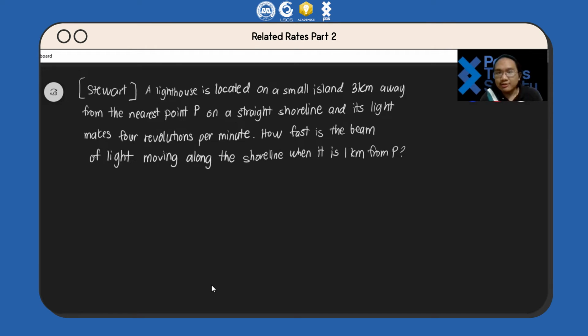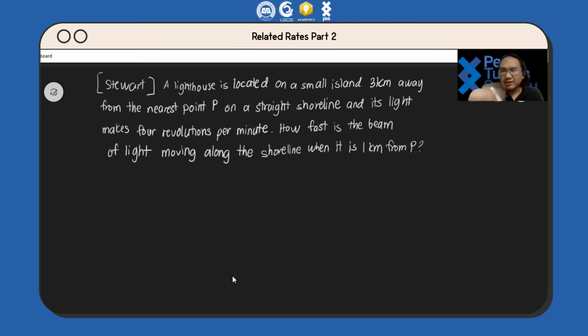A lighthouse is located on a small island 3 kilometers away from the nearest point P on a straight shoreline, and its light makes 4 revolutions per minute. How fast is the beam of light moving along the shoreline when it is 1 kilometer from P? This one is a bit on the navigation side. It's interesting how related rates ramify to different areas. Very interdisciplinary in this sense.